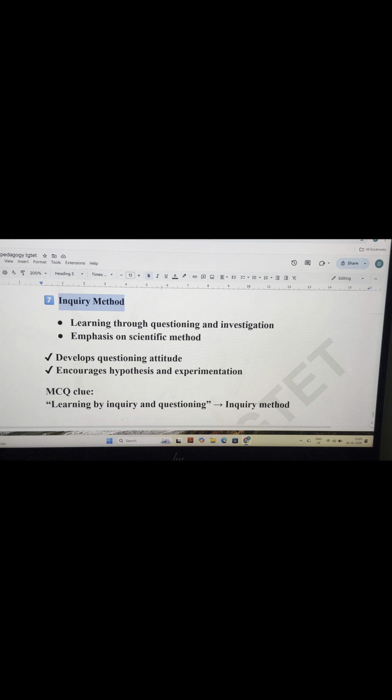The next method is inquiry method, in which learning happens through questioning and investigation. Emphasis is on scientific method. Here the questioning attitude of students is developed. It encourages hypothesis and experimentation. So more questions, more research, more experimentation happens. Learning by inquiry, asking questions and questioning the teacher, thinking more, asking doubts, everything happens in the inquiry method.